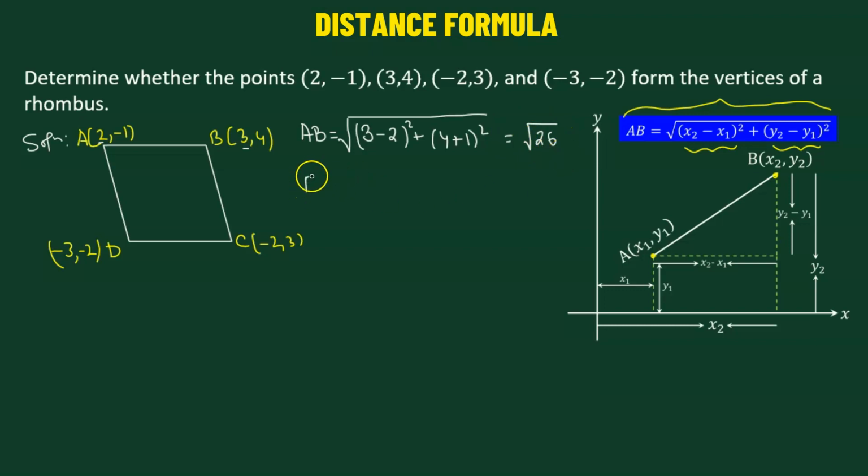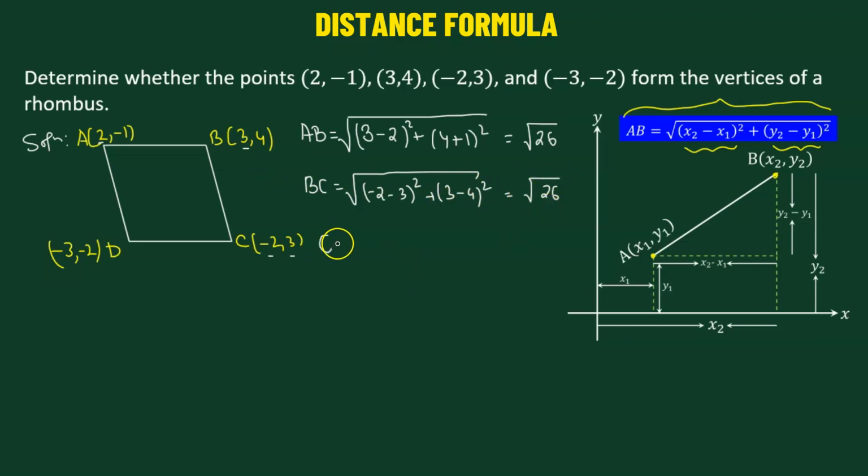Now we'll try to find out the length BC. So BC is going to be equal to the square root. Underneath the square root, first we will take the x coordinate of C, so that's -2, and from here we're going to subtract the x coordinate of B, so that's 3. So we have (-2 - 3) squared. To this we are going to add the difference of the y coordinate. We'll start with the y coordinate of C, which is 3. From it, subtract the y coordinate of B. So we have (3 - 4) squared. This gives us a value of the square root of 26.